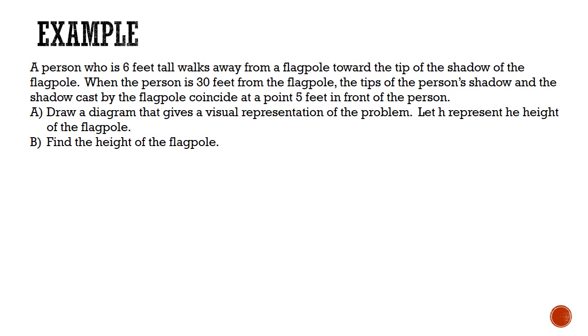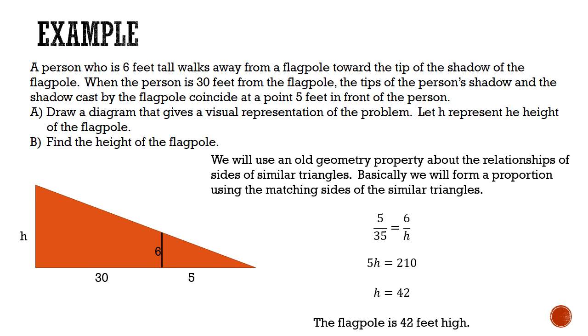Here's another problem. May look familiar. You probably did a few of these in geometry. Give it a try. Pause the recording. Resume the recording to check your answer. Okay, we have an old similar triangle problem here. We have the height of the flagpole that we don't know, the height of the person that we do know, and then we have some measurements for shadows.